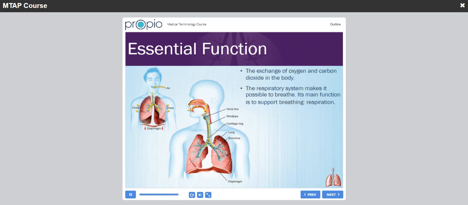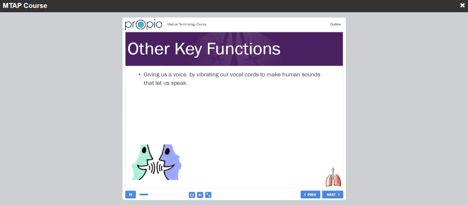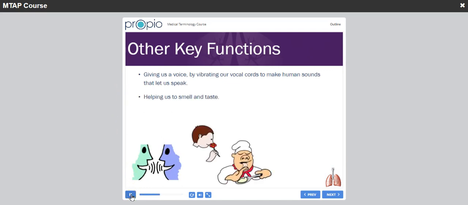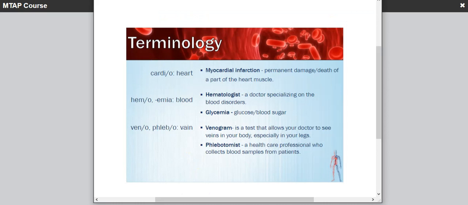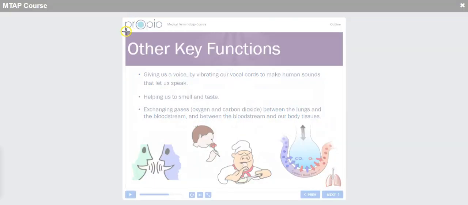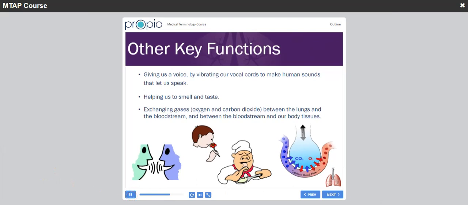Respiration. Other key functions of the respiratory system are giving us a voice by vibrating our vocal cords to make human sounds that let us speak, helping us to smell and taste, and exchanging gases, oxygen and carbon dioxide, between the lungs and the bloodstream, and between the bloodstream and our body tissues.